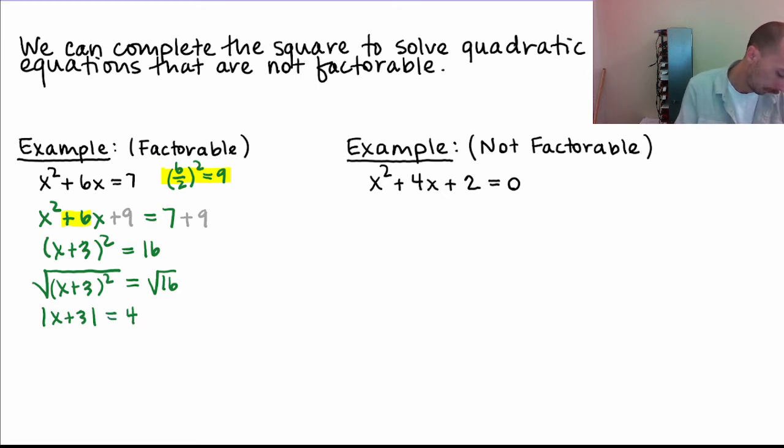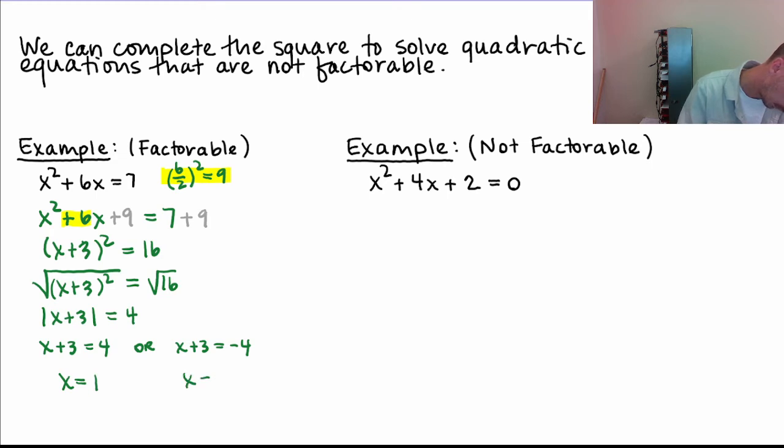Okay, and if the absolute value of x plus 3 is 4, then x plus 3 could be 4, or it could be negative 4. Okay, so I've got x plus 3 equals 4, or maybe x plus 3 equals negative 4. And I can solve these. X equals 4 minus 3, which is 1, or x is negative 4 minus 3 more is negative 7.